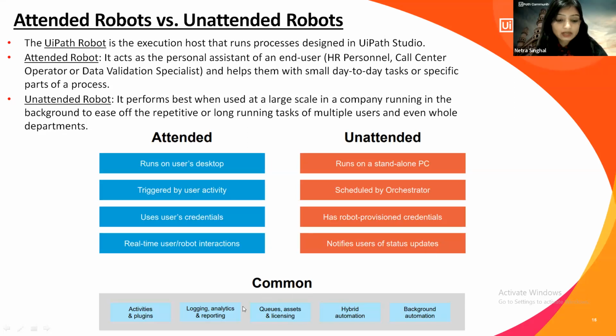The common tasks are running background automation, which is common in both of these. Attended bots can also run background automation, hybrid automations, logging, creating queues, assets, and everything is common in both of these. So this is the difference between attended and unattended automation. I hope that is clear to everyone. If you have any doubts, please keep posting your questions in the chat.